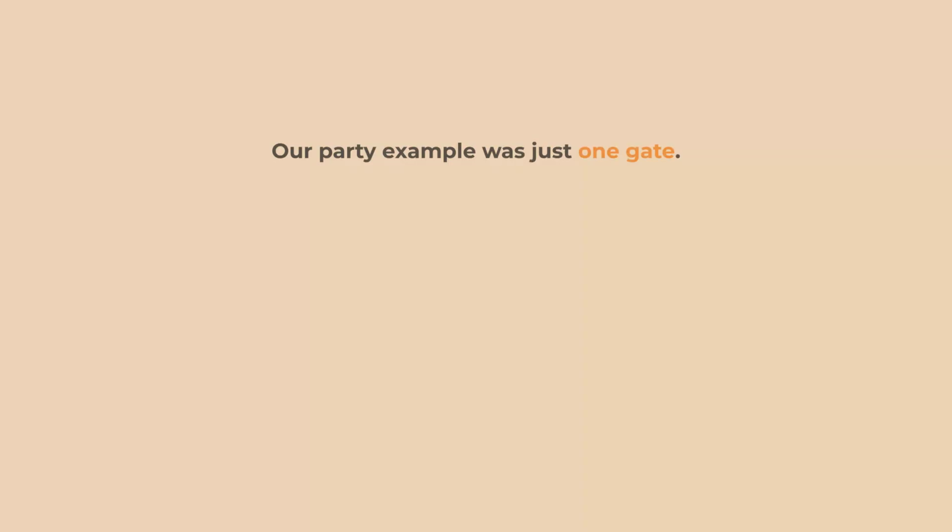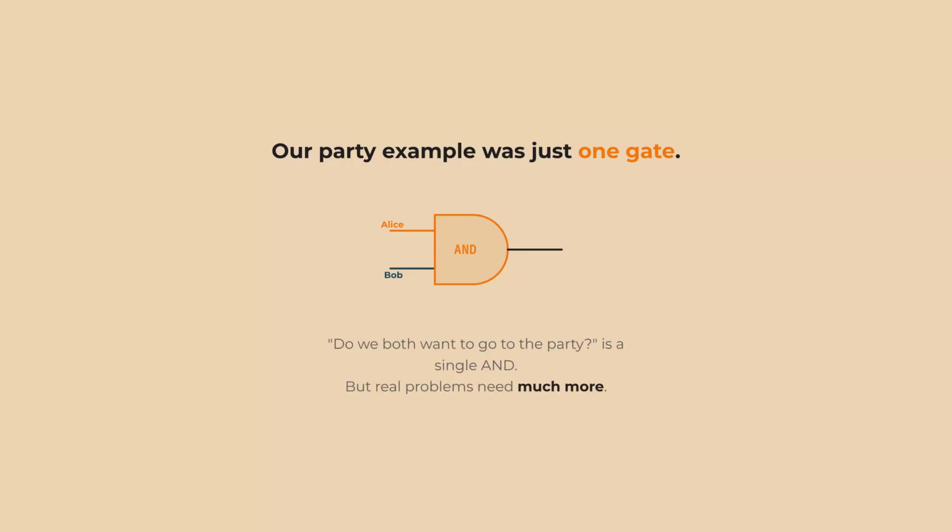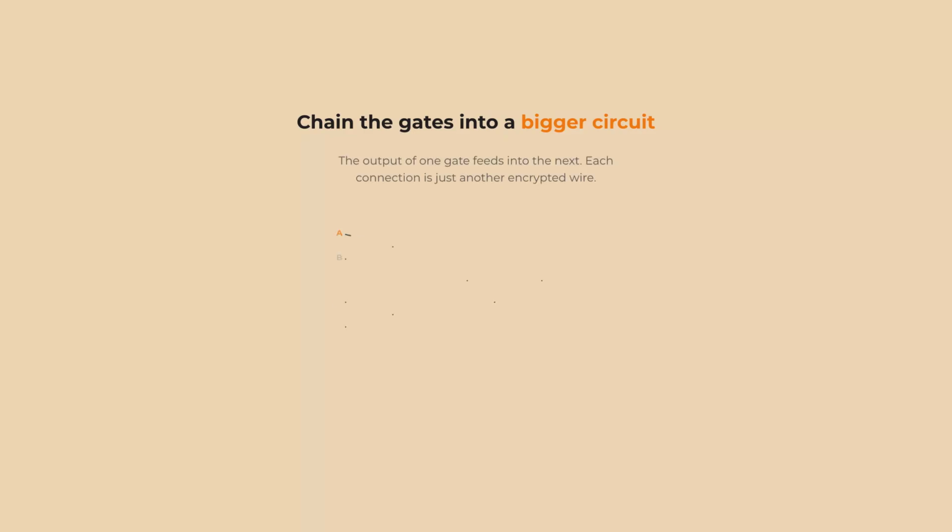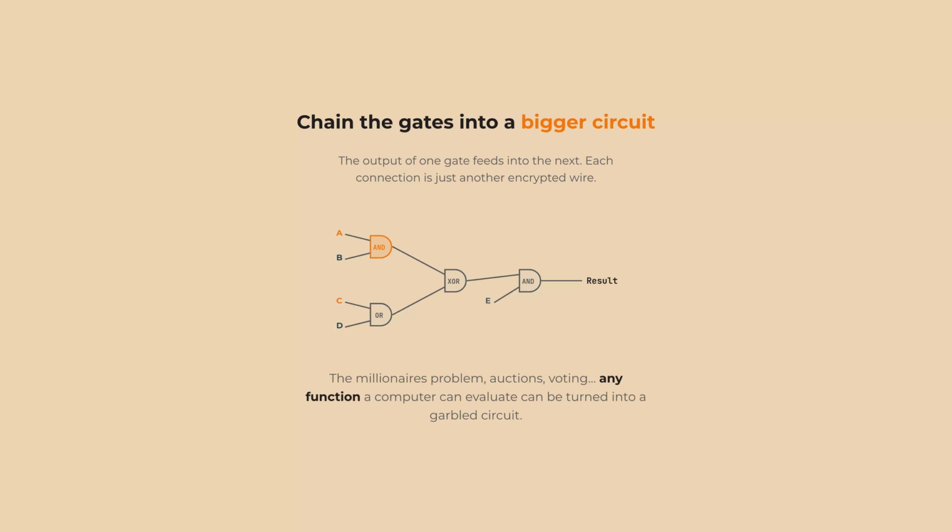Now, our party example was just a single AND gate. One question, one answer. But real-world problems are much more complex than that. The power of garbled circuits is that you can chain gates together. The output of one gate feeds into the input of the next. AND gates, OR gates, XOR gates, all wired together into bigger and bigger circuits. The millionaire's problem, auctions, voting, any function that a computer can evaluate can be turned into a garbled circuit.